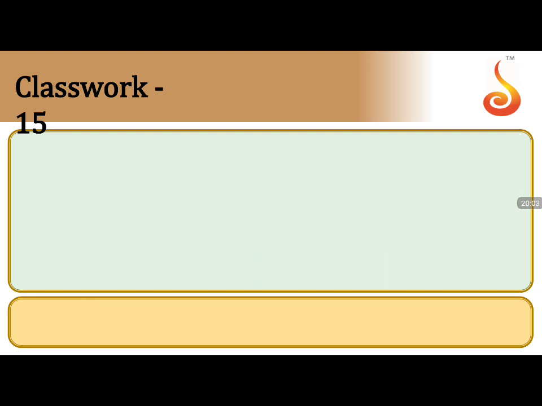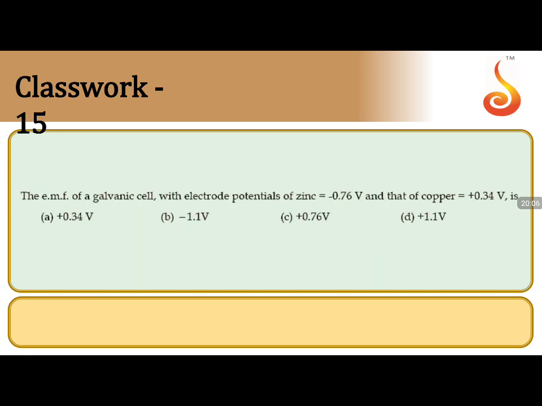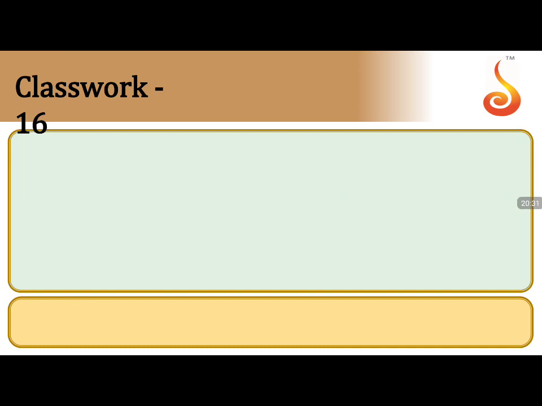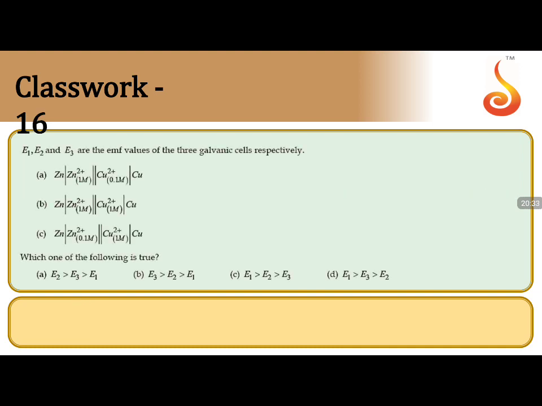Coming to the 15th question, the EMF of the galvanic cell with electrode potentials of zinc and copper is given. What will this be? E cell is equal to E naught cathode minus E naught anode is our formula, which is 0.34 minus of minus 0.76, which is equal to plus 1.10 volts, which is in option D. So the answer is option D. Moving to the 16th question.